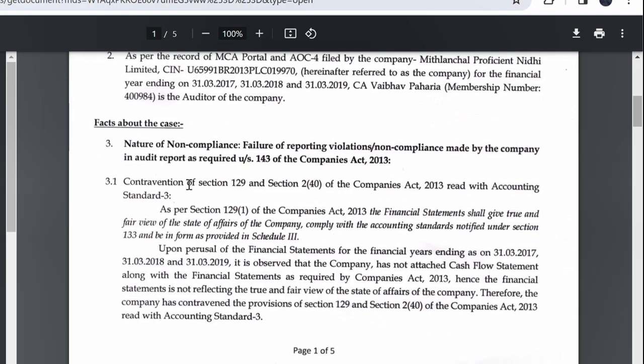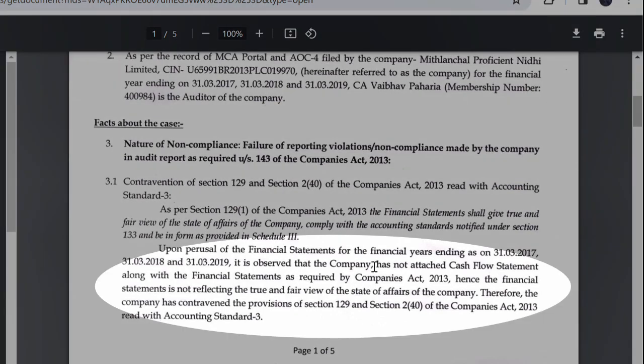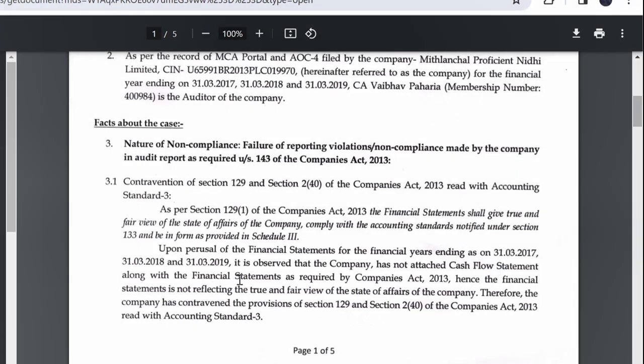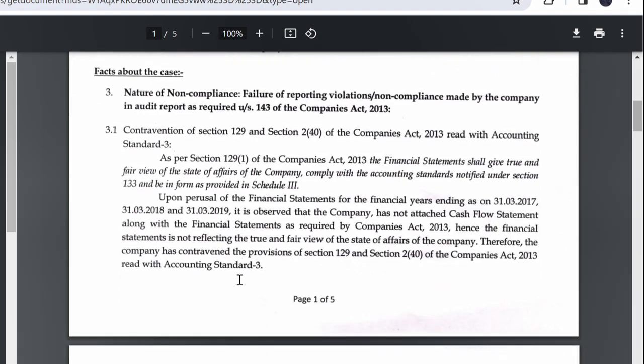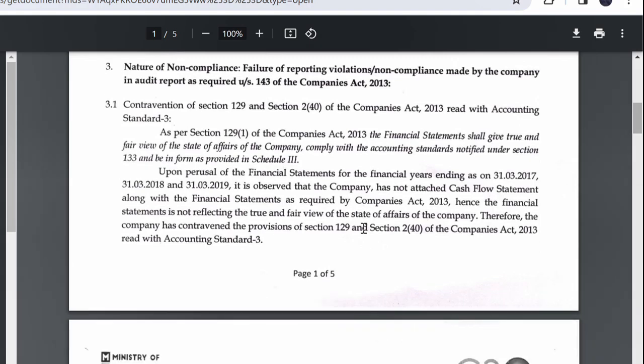The first contravention is that the company has not attached the cash flow statement along with the financial statement. As per Accounting Standard 3, certain companies which are not small companies compulsorily have to give the cash flow statement. So this company has missed that for all of these 3 years. So this is the non-compliance.